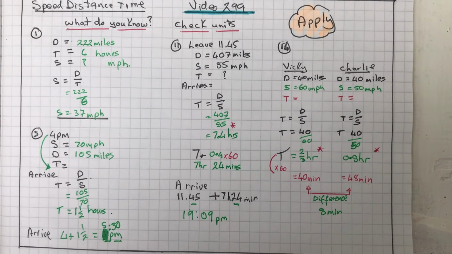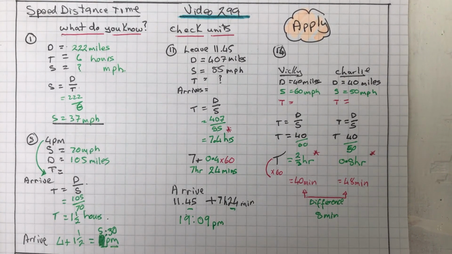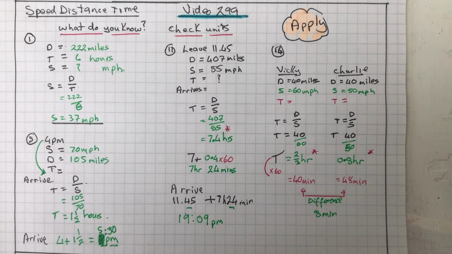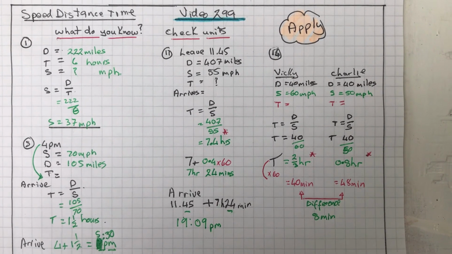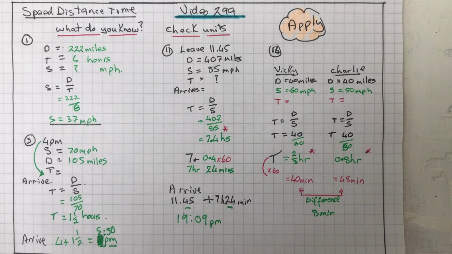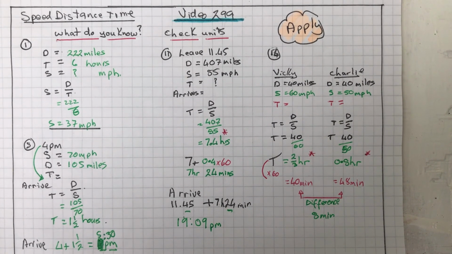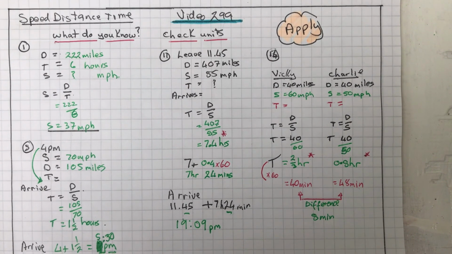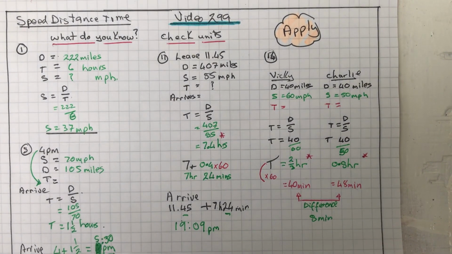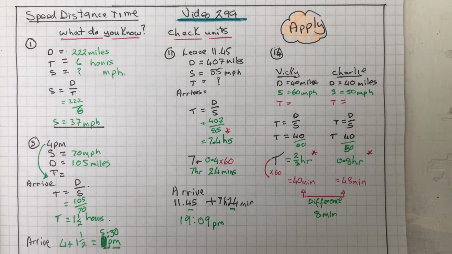Charlie is 40 divided by 50 miles an hour, which is 0.8 of an hour. Now nobody talks about 2/3 of an hour or 0.8 of an hour, so I've obviously got to convert both of those to minutes. So what I'm going to do is I'm going to times both by 60. 2/3 of 60 means Vicky takes 40 minutes. 0.8 times 60 means Charlie takes 48 minutes, which means the difference in time between the two is 8 minutes.